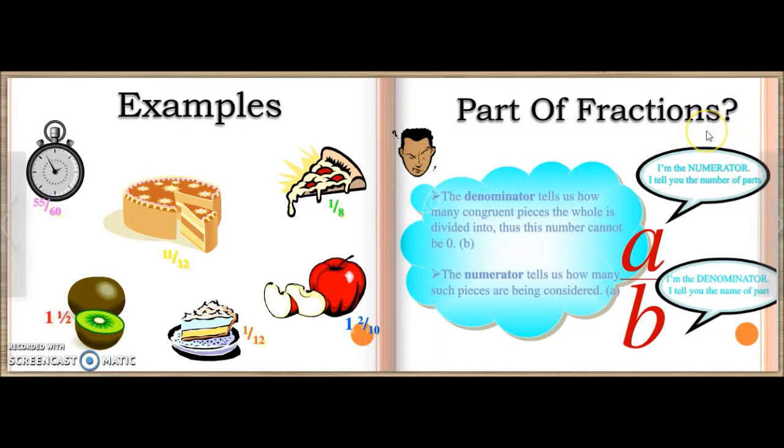Parts of fractions. The denominator tells us how many congruent pieces the whole is divided into. Thus, this number cannot be 0. The numerator tells us how many such pieces are being considered. This is the numerator. It tells you the number of parts, and this is the denominator, which tells you the name of the part.